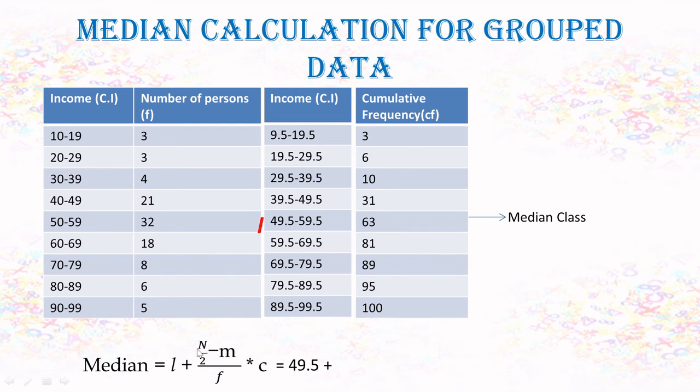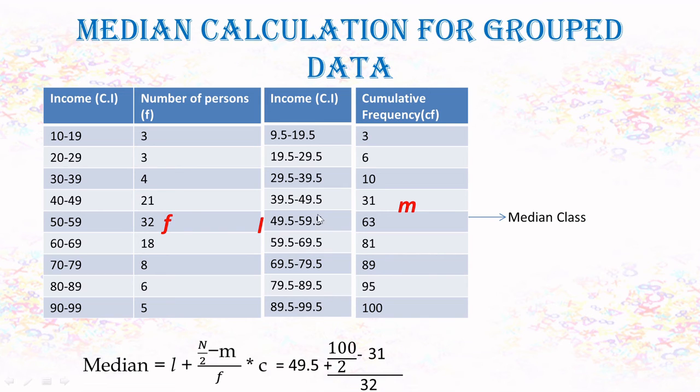So L plus n, which is nothing but the total number of observations. In this case it is 100. 100 divided by 2 minus m. M is nothing but the cumulative frequency of the class preceding the median class. So the immediate preceding class is this one, so this would become m. 31 is m. Let us write it down here, and the next one is f. F is nothing but the frequency of the median class. So the frequency here is 32. We'll write it down. And then C is nothing but the class interval.